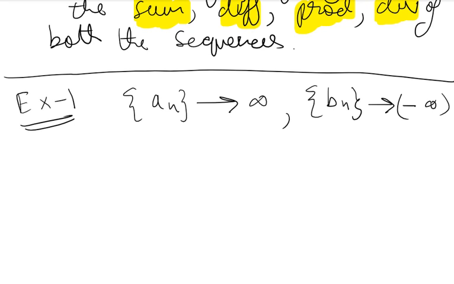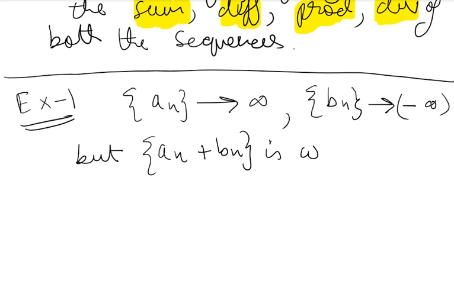So this and this, but an plus bn is convergent. Can you see that this one is divergent, this one is divergent, but the addition is going to be convergent?